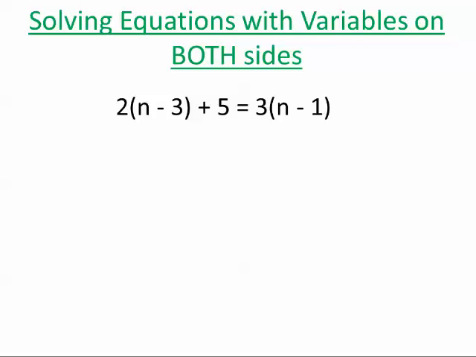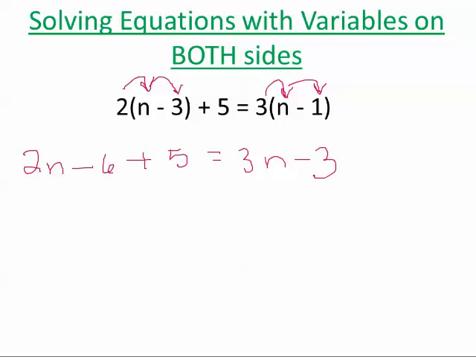Now let's see what they can do to confuse us even more. Do you see the distributive property? That's the first thing I see here. I just see a number in front of parentheses. I see it twice, and I just want to send it through. So let's do that. 2n minus 6 plus 5 equals 3n minus 3.